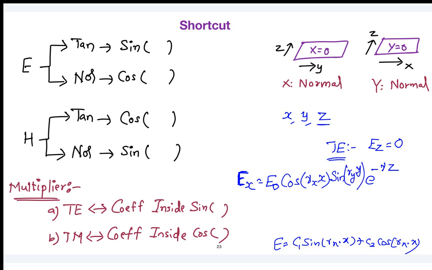And then there will be some multiplier for this. That multiplier depends on either TE or TM. So suppose when you are writing the equation for Ex in TE mode, the multiplier will be whatever the coefficient inside the sine component is. Right now, inside the sine component, you have a coefficient of γy. That γy is going to appear as a multiplier.